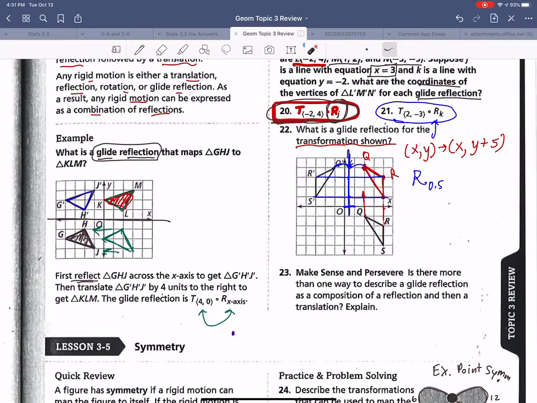So question 23 states, make sense and persevere. Is there more than one way to describe a glide reflection as a composition of reflection and then translation? And I would say yes. I can translate, then reflect.